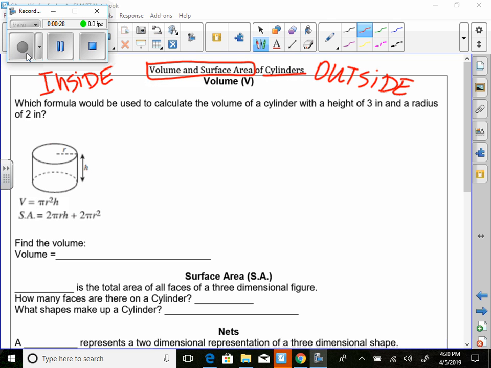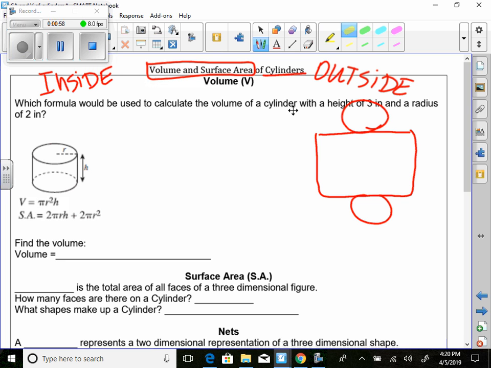Okay, so what is a cylinder? If I were to unfold a cylinder, it will have a rectangle that I can fold into the cylinder shape, and then it also has two circles that this rectangle will wrap around to create that cylinder. So the first part of our notes, we will be working with the volume.